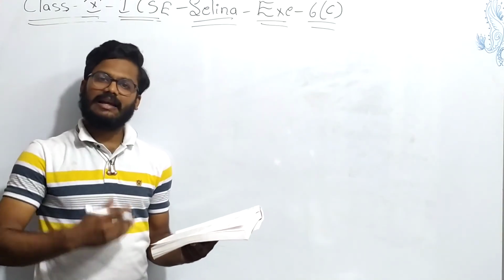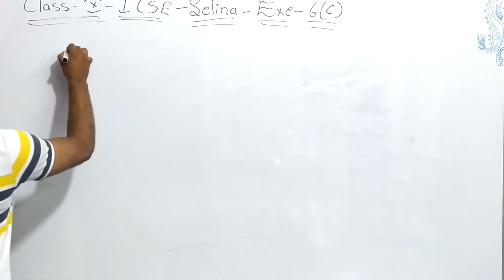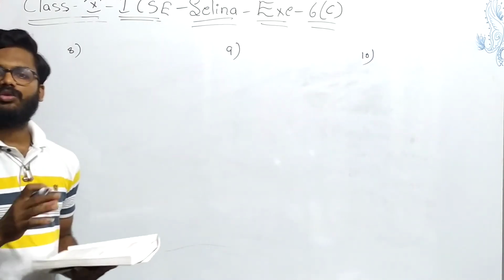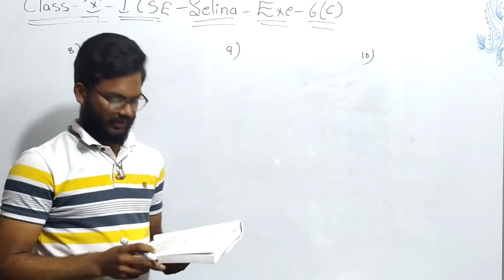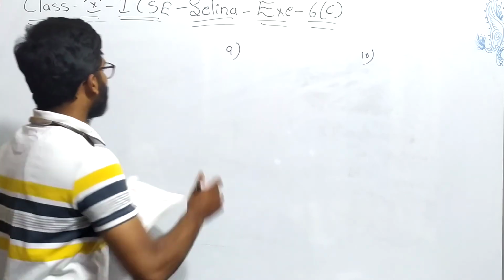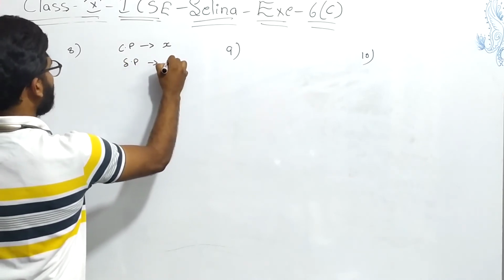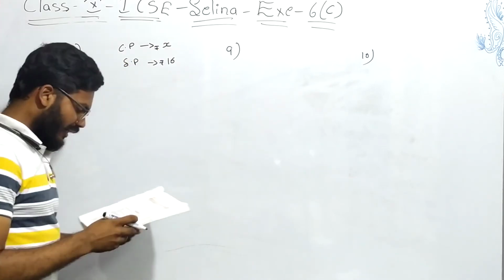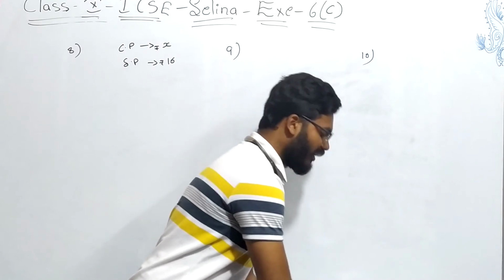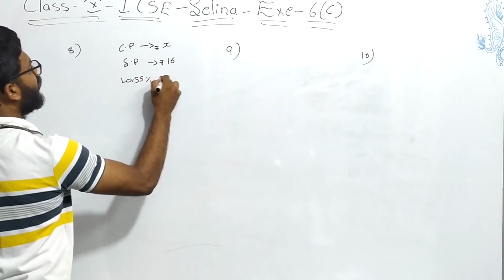Next, the 8th, 9th, 10th problems are based on CP and SP. So, I will tell them simultaneously, 8th, 9th and 10th. See, just see how to write the equations from the given condition. See, a man bought an article for rupees x and sold it for rupees 16. So, here cost price is x and selling price is rupees 16 they gave, right? And what is the condition? If he lost, his loss was x percent. So, given loss percentage is equal to x percentage.